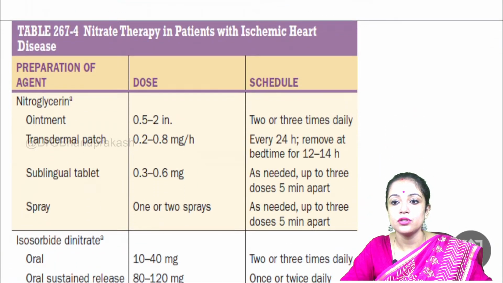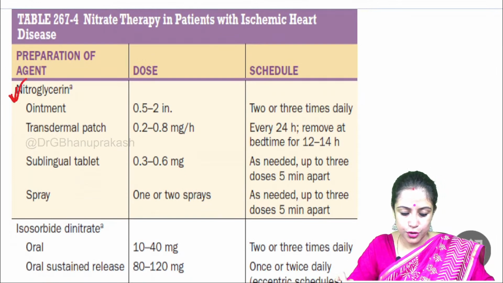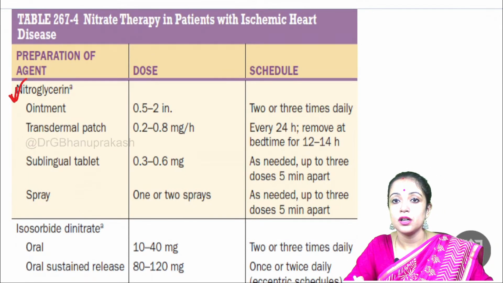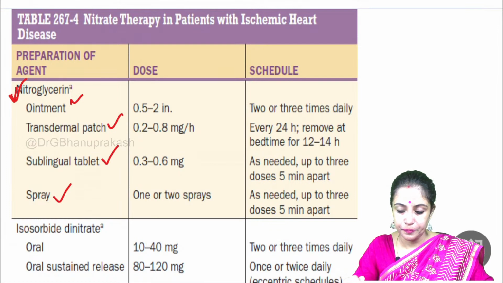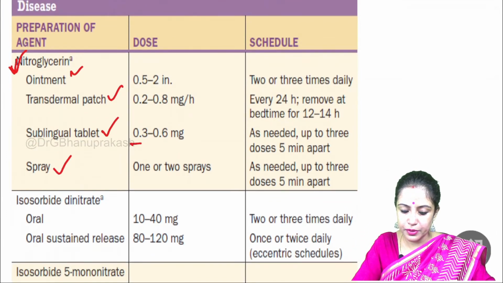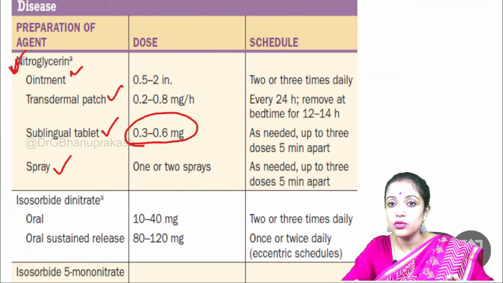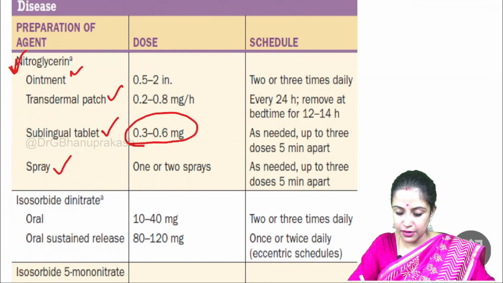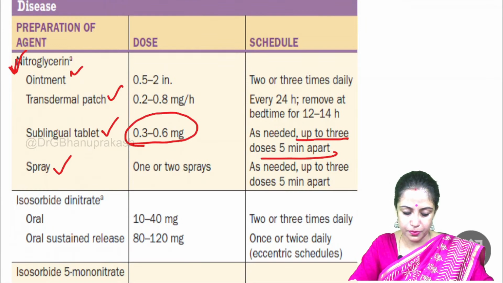So there are different preparations of nitrates which are available. We can use them in the form of nitroglycerin. Nitroglycerin comes in forms like ointment, transdermal patch, sublingual tablet, and spray. Sublingual tablet is to be used at a dose of 0.3 to 0.6 milligram, up to 3 doses given 5 minutes apart.